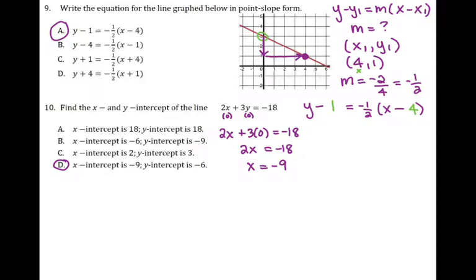Now let's say you had multiple answers where the x-intercept said it was negative 9. Let's go ahead and find the y-intercept to make sure that that matches. So for my y-intercept, I'm going to plug in 0 for x. That gives me 3y equals negative 18. So y equals negative 6, which is exactly what letter D also tells me.